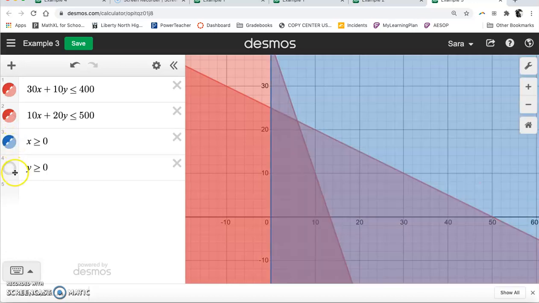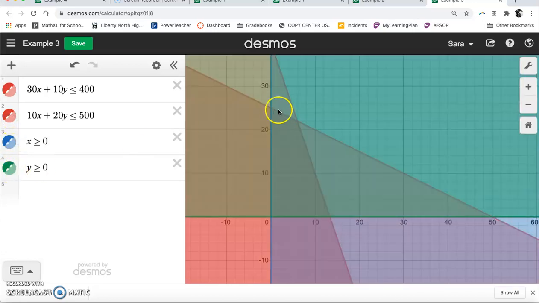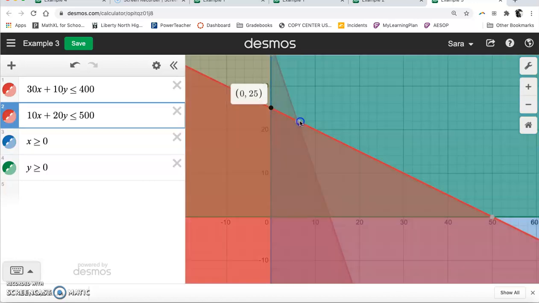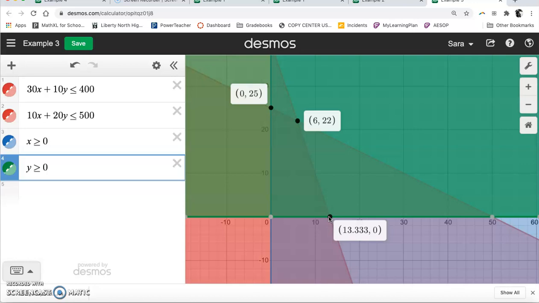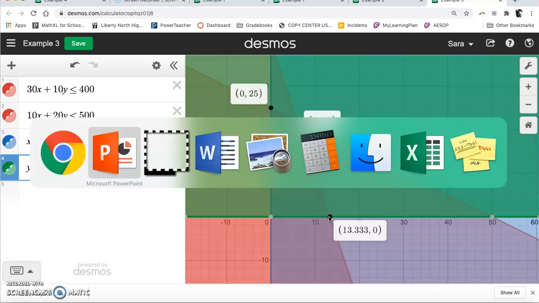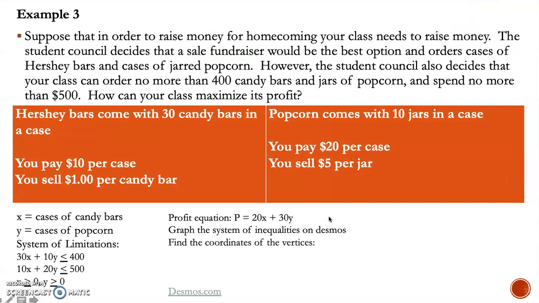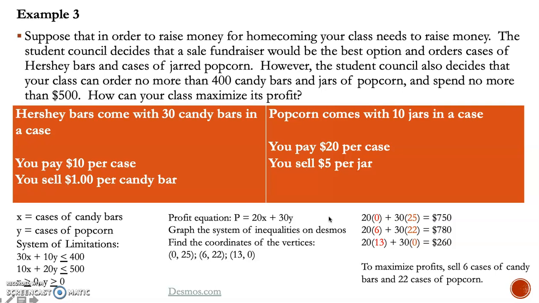And I'm going to turn on my shading and then we can see our feasible region here. So we've got 3 different combinations to check: 0 and 25, 6 and 22, and 13 and 0. So for the first combination, it's 750. For the second, it's 780. And for the third, it's 260. So to maximize, we need to sell 6 cases of candy bars and 22 cases of popcorn.